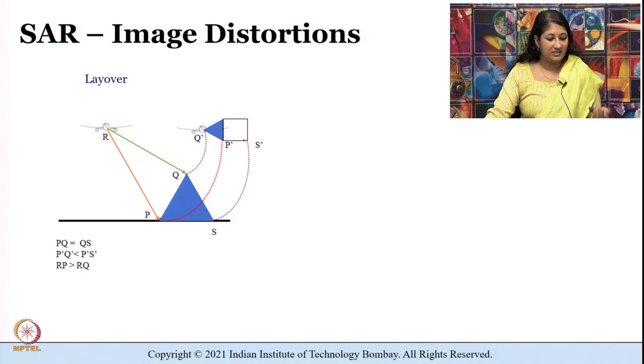Okay. In such a case, in the final image that is formed, the top of the mountain is going to be mapped nearer to the nadir than the base of the mountain, isn't it? And then the mountain shall appear as though it is leaning over while it is not. So, this effect is what is called as layover, and it usually results from side looking geometry of the imaging radar.